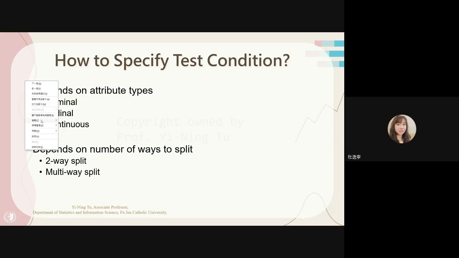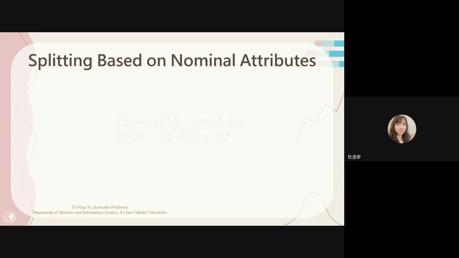The first is determined by the attribute type, because we will face nominal attributes, ordinal attributes, and continuous attributes, right? So different attributes have different methods. The second part depends on the way we split. At least we have two different ways. First is the two-way split. The second is the multi-way split. We will mention them one by one.